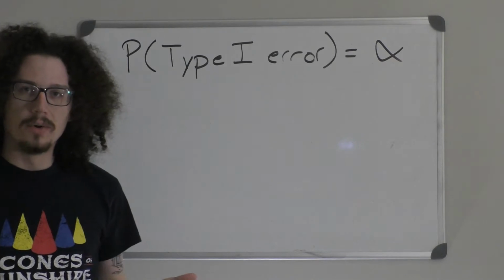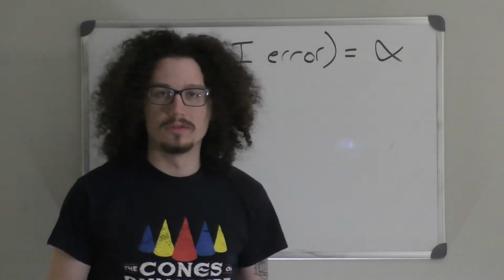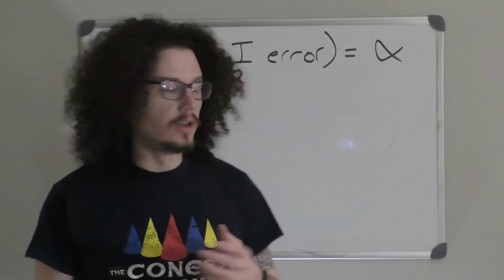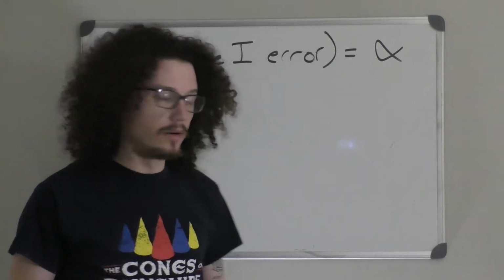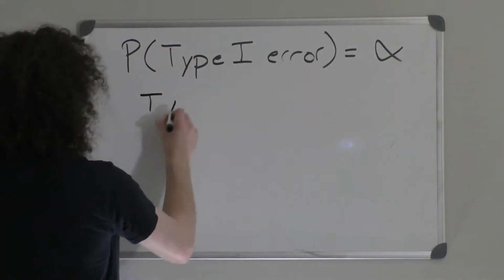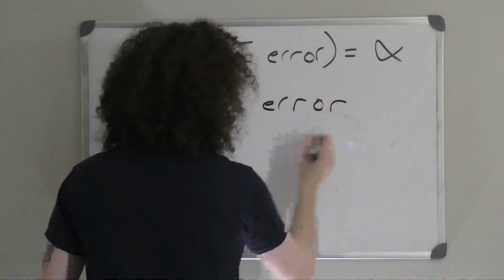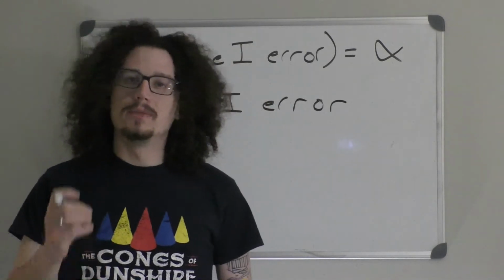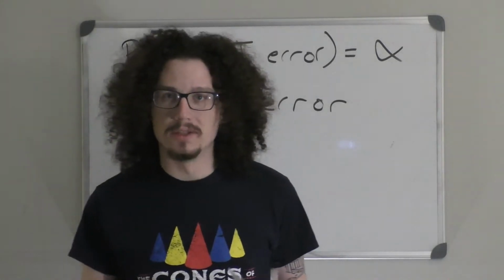We've already dealt with alpha when we were developing our confidence intervals. So alpha is the significance level. And once again, it's the probability of making a type 1 error. So what is a type 1 error? A type 1 error is when we reject the null hypothesis when the null hypothesis is true.